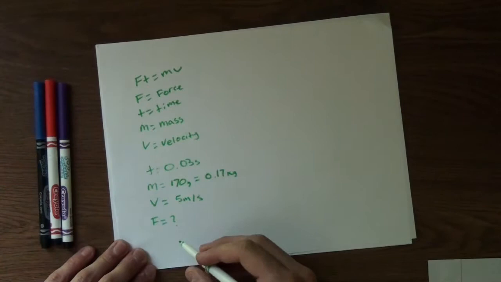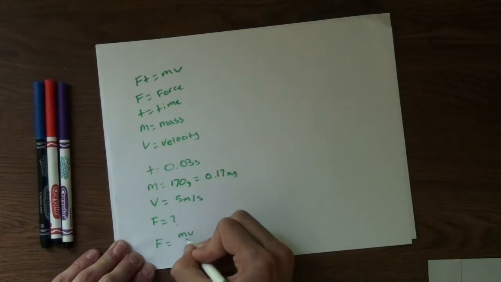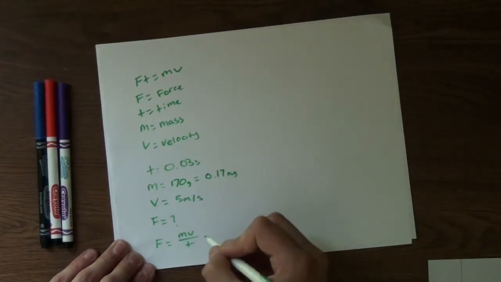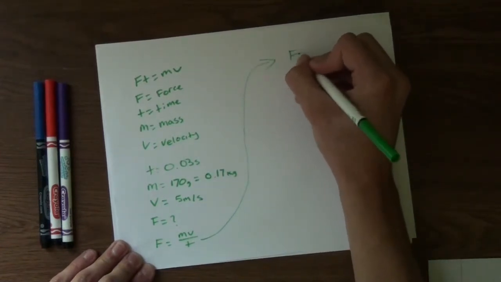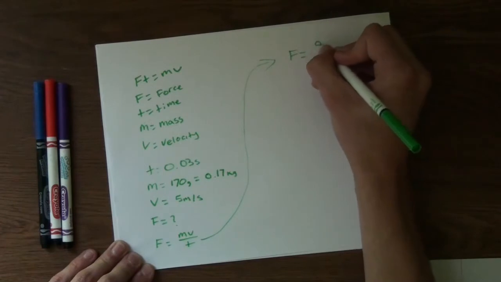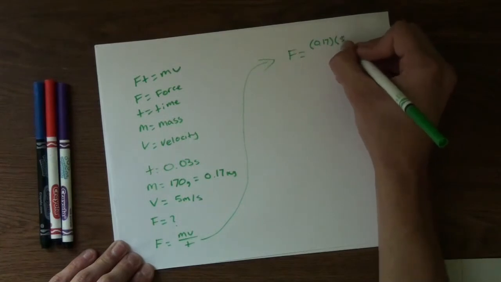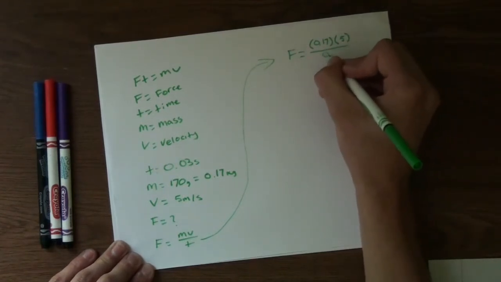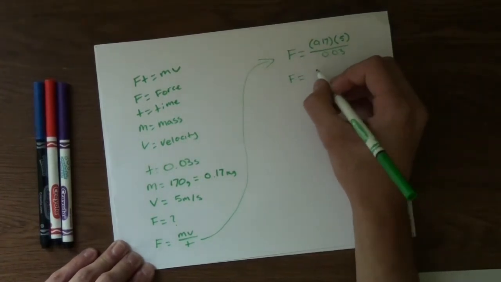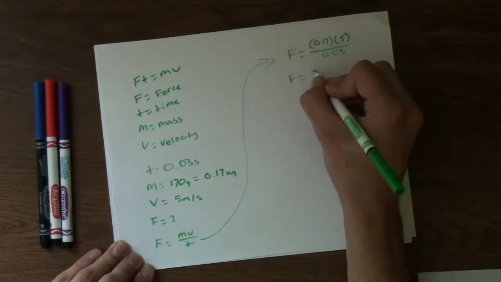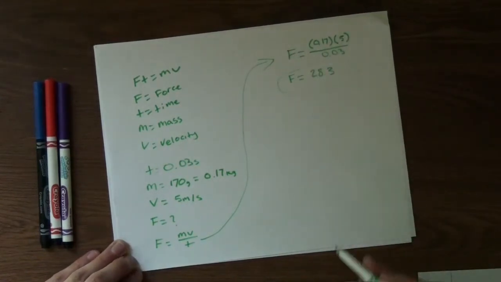So to change this equation for force, we can simply divide by time, which will give us force equals mv over t. Now all we have to do is plug in these numbers to find force. So force is going to be equal to 0.17 kilograms times 5 meters per second over 0.03 seconds. With a quick calculation, we can find that this number is going to equal about 28.3. So this is the amount of force that would be applied on the cue ball after being struck.